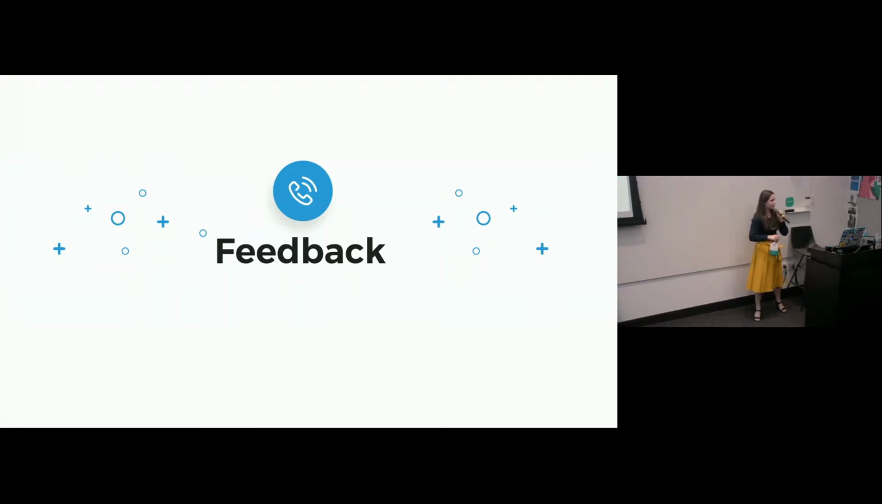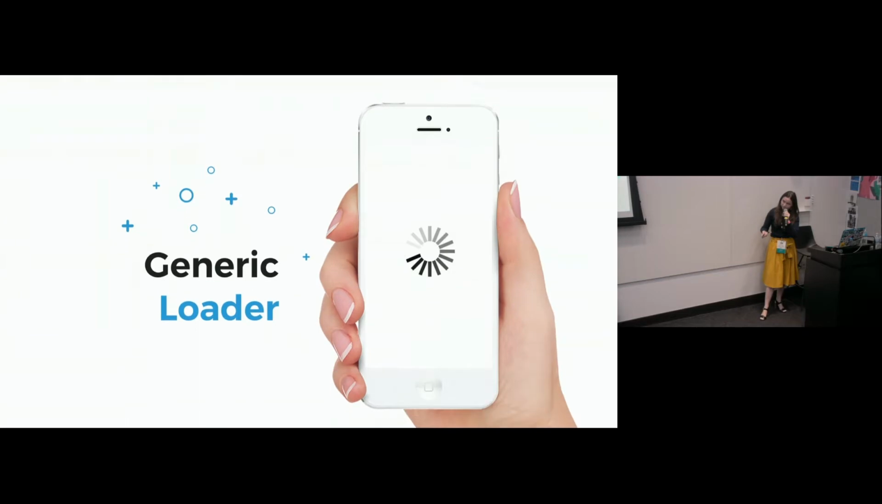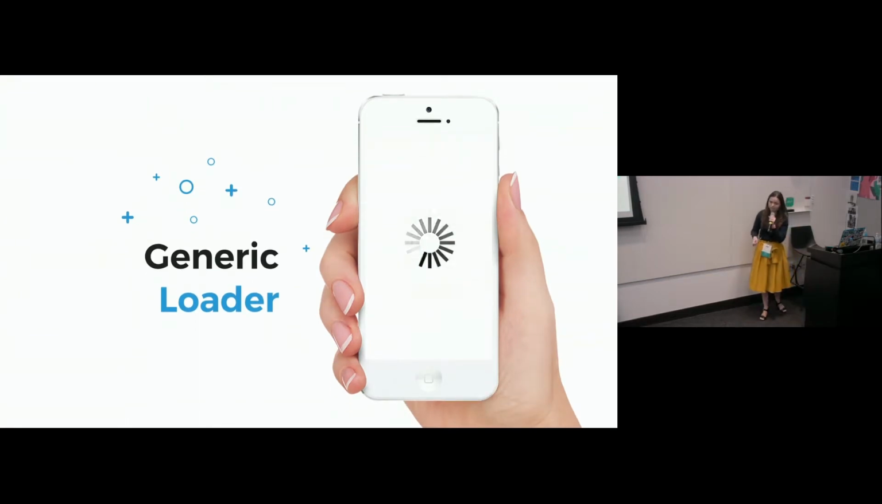And here we have an example of a generic loader. We've seen it around, right? It's used everywhere. And at this point, I find it dreadful and boring. I also feel like if the wait is long and I get this generic loader, I should close the application because something went wrong. So instead of using these generic loaders, I would recommend having customized loaders.